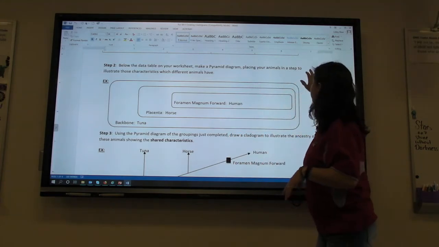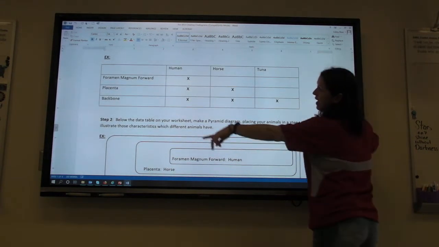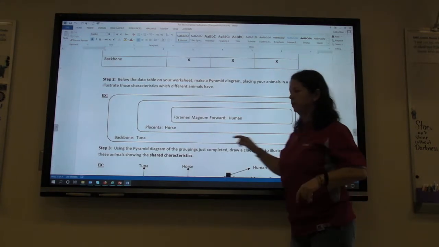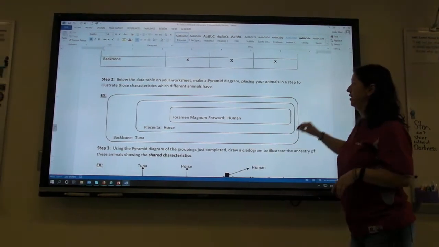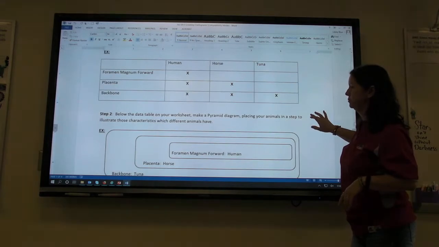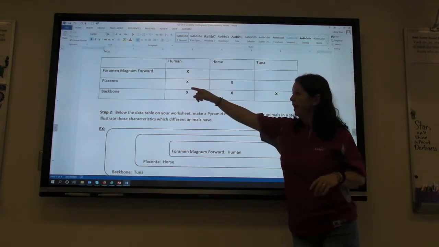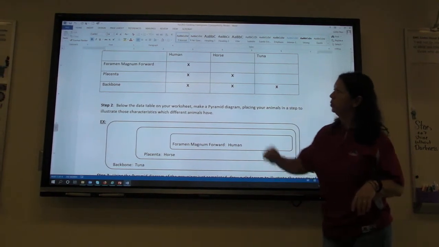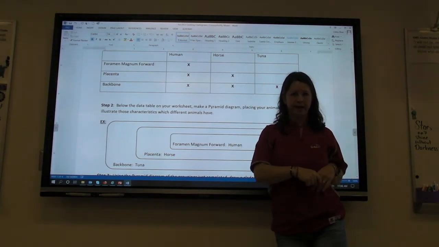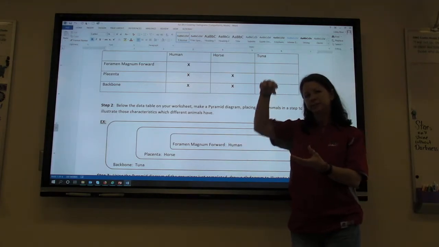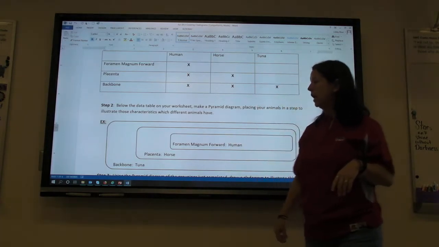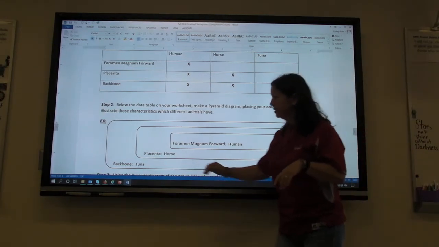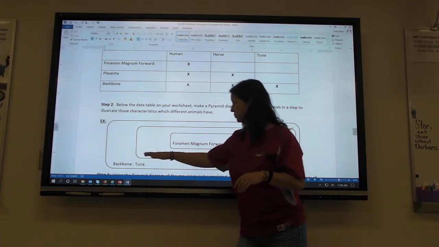And so since every single organism has a backbone, as you look across, that means the backbone is your base. And then only 2 of the organisms, okay, have the placenta. And so that's the one that's in the middle. And only the human has the foramen magnum forward. So that's the one that's at the very peak of the pyramid. All right, and so that's what this is about as far as putting in your characteristics.